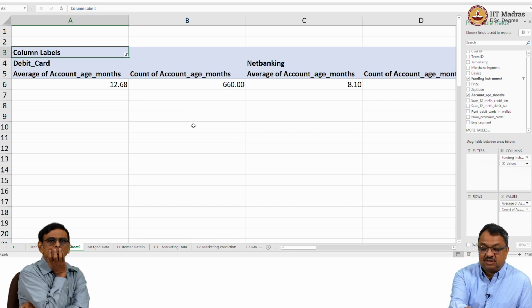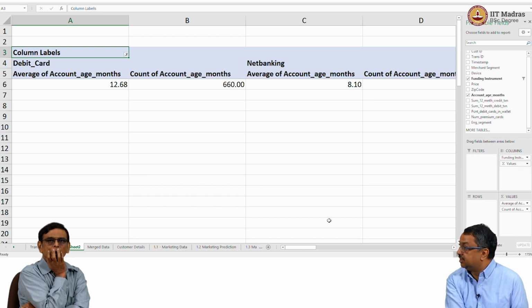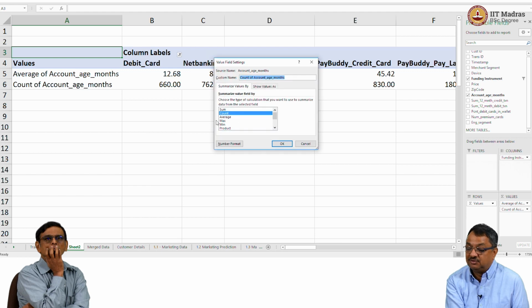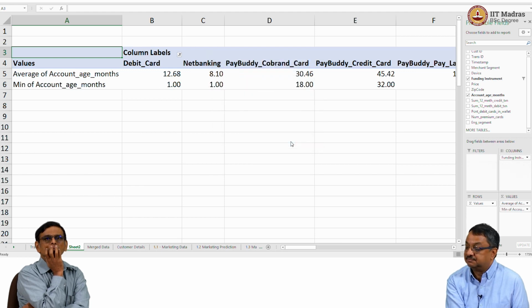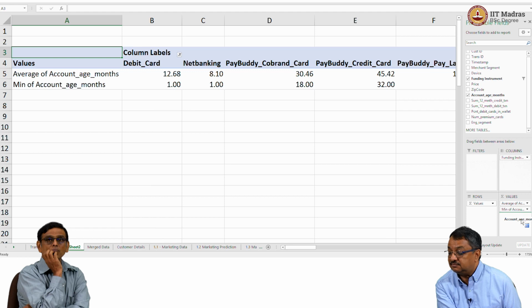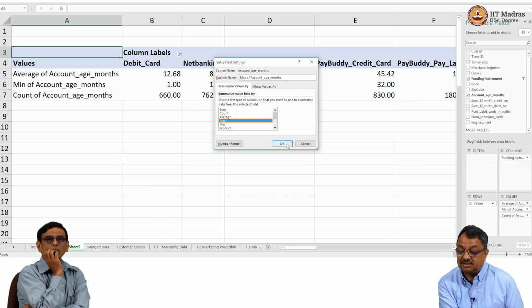But now if you see what it's doing, for debit card, it's giving us 2 columns. Instead, I would like to have this as rows. So what I do is, the sigma values field, if I just drag it here, I will now get it as rows. And now I can set the field value here as min. Let me just do it once again and set the field value as max.